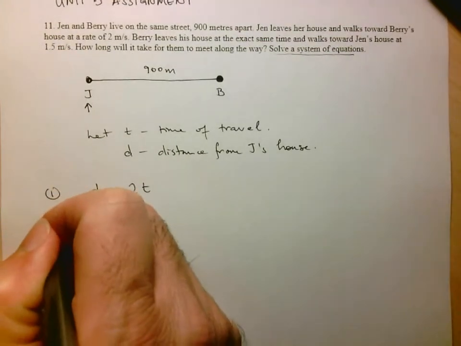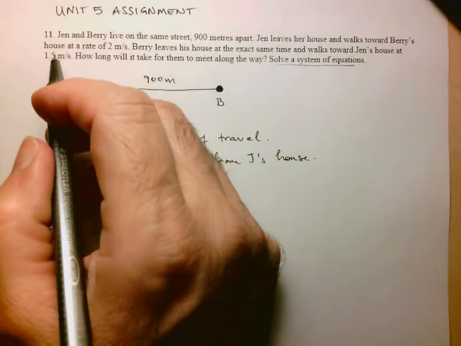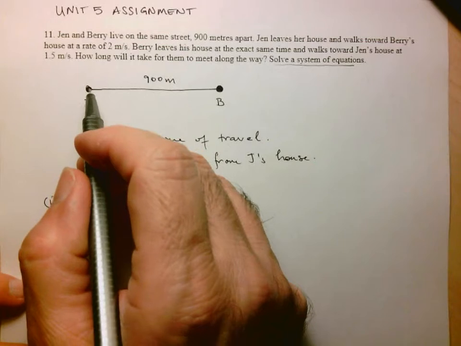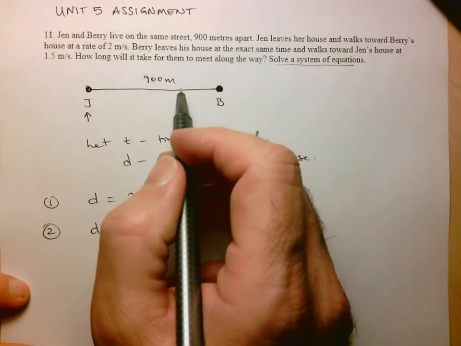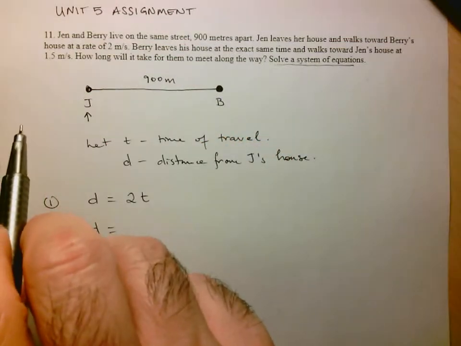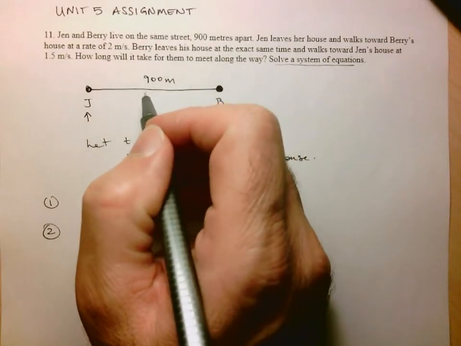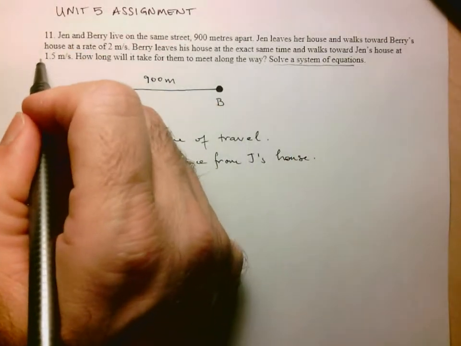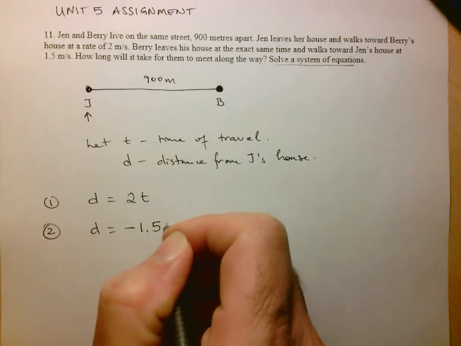Now let's write an equation for Barry's motion. His speed is 1.5 meters per second. But remember, we're measuring the distance from Jen's house. As he's moving towards her house, his distance is getting smaller. And this is the trick to doing this question right: because his distance is getting smaller, we're going to need a rate of change, or slope, that's negative. So it's going to be negative 1.5t.